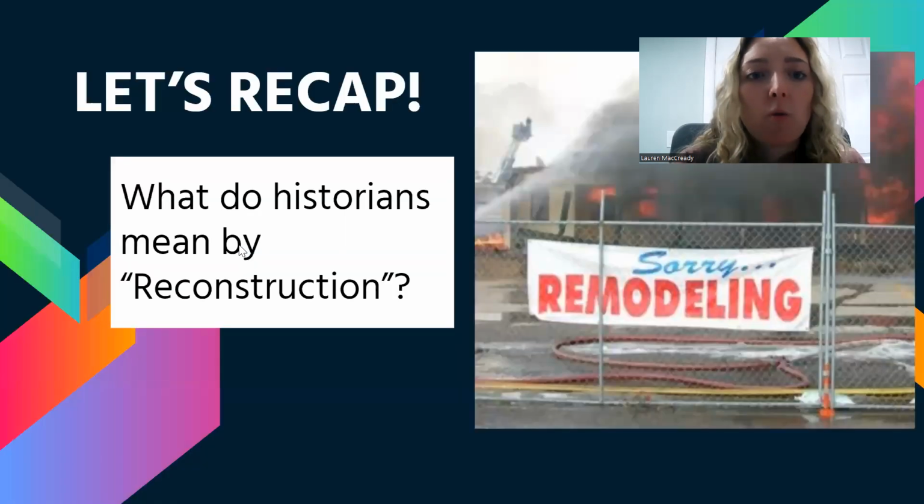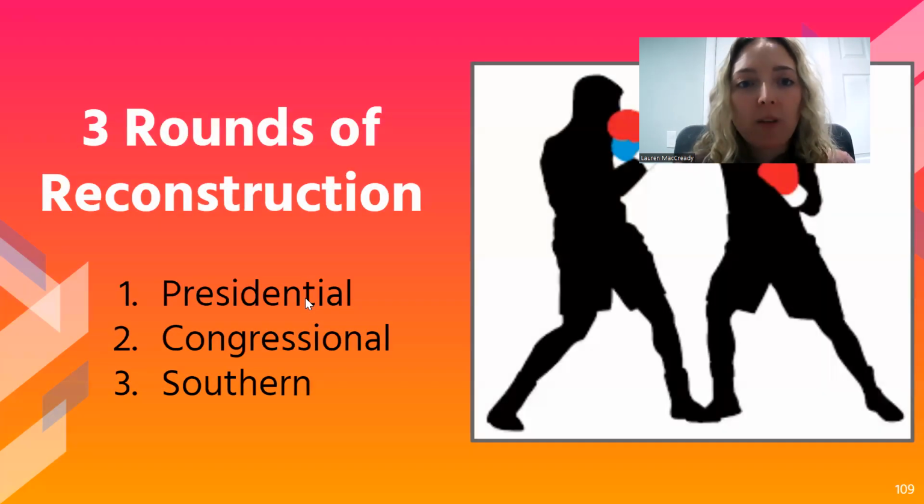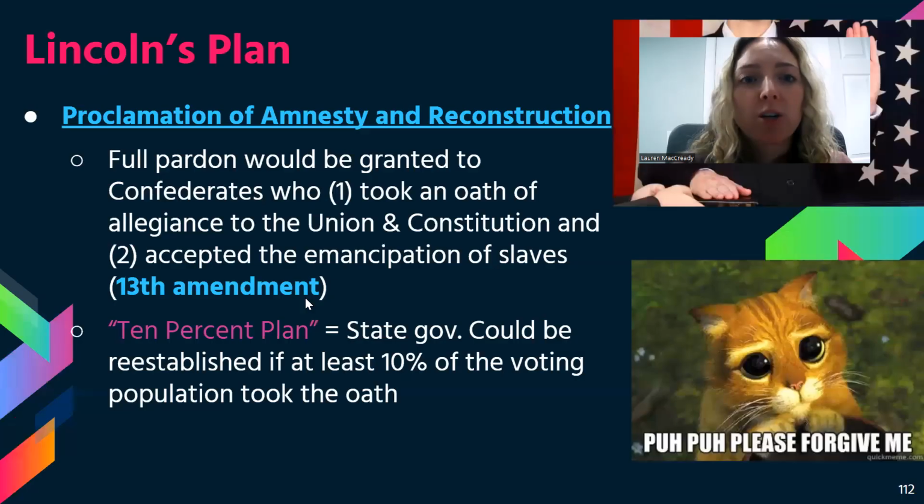Okay, so what do we mean by Reconstruction? Like I said, the physical, emotional, mental rebuilding of the country and bringing back the North and the South together into one union, one country. So round 1, presidential Reconstruction. Before Lincoln was assassinated, he knew the end was in sight. He knew that the end of the Civil War was almost there. So he put forth his own plan for Reconstruction.